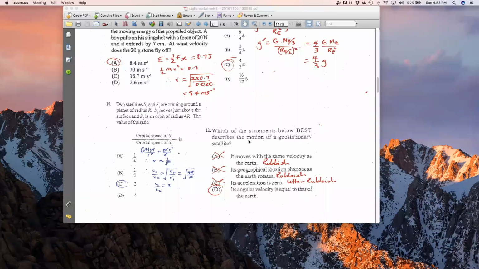Which of the following statements best describes the motion of a geostationary satellite? The first one says it moves with the same velocity as the Earth. That's clearly not true. If the geostationary satellite moved with the same velocity, it would be left behind.